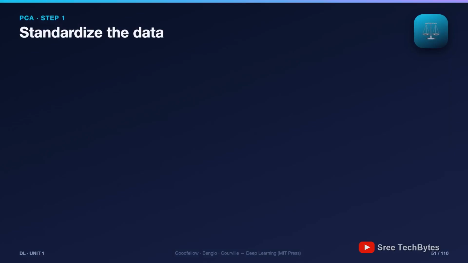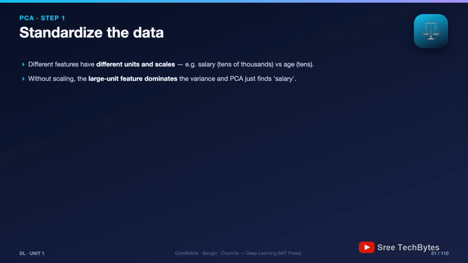Step 1: standardize. And let me convince you, it's not optional. Different features live on wildly different scales. Salary measured in tens of thousands, age measured in tens. Now remember, PCA hunts for directions of maximum variance. Salary's raw variance is astronomically larger than age's purely because of its units. Skip this step, and PCA just points at salary and says done. Meaningless. The fix is the z-score on the slide.